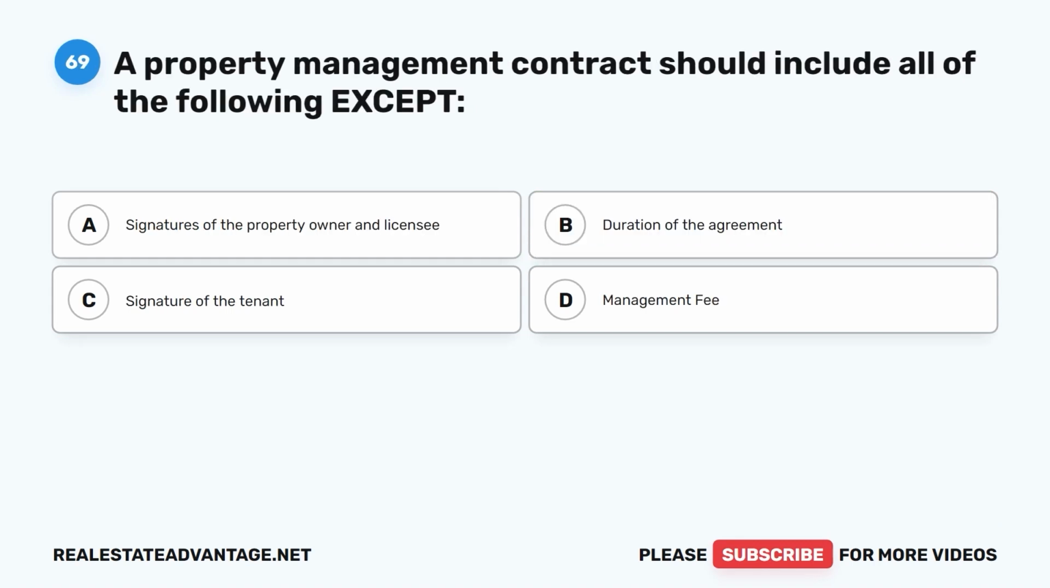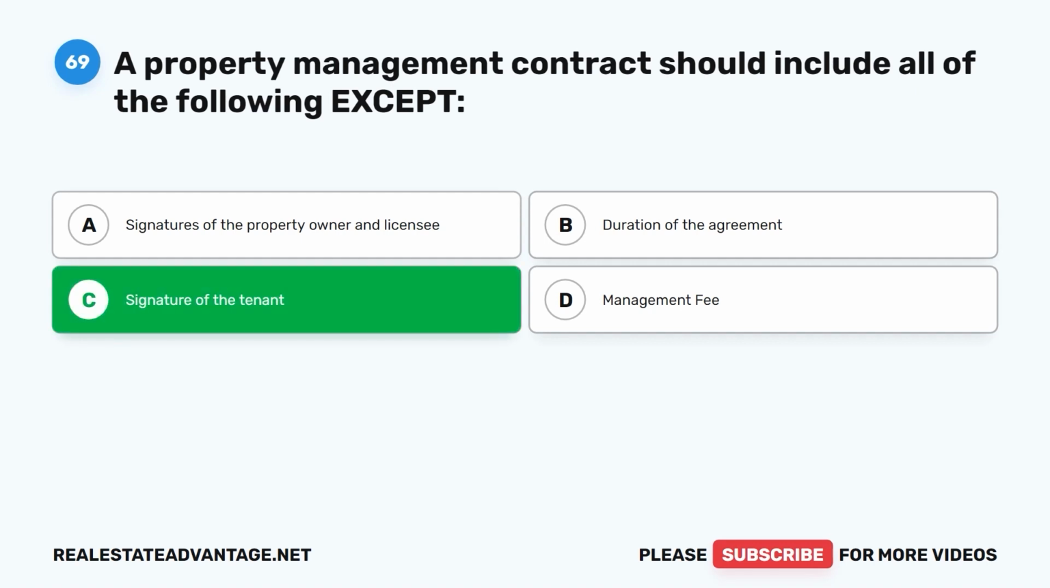Question 69. A property management contract should include all of the following, except A. Signatures of the property owner and licensee, B. Duration of the agreement, C. Signature of the tenant, D. Management fee.